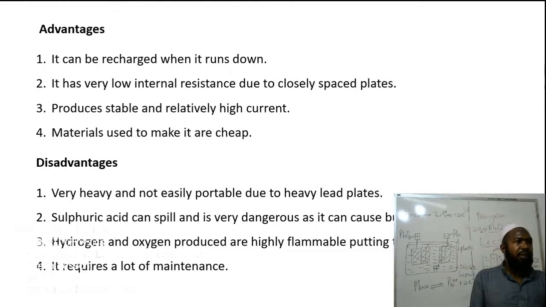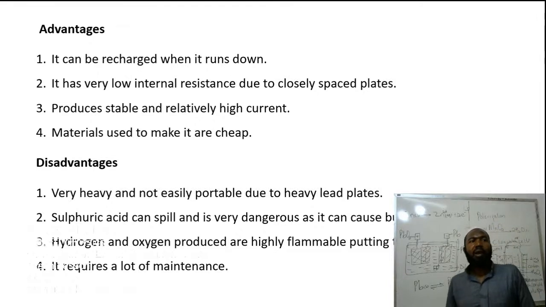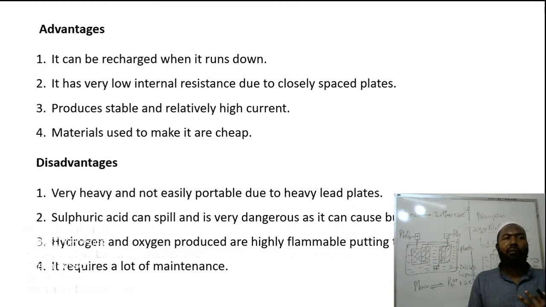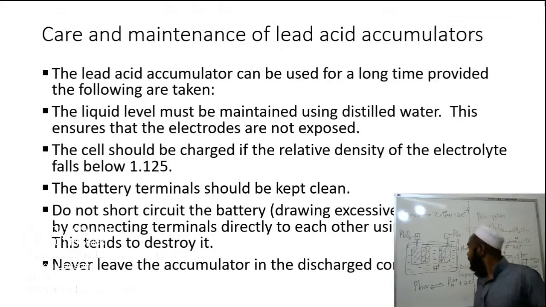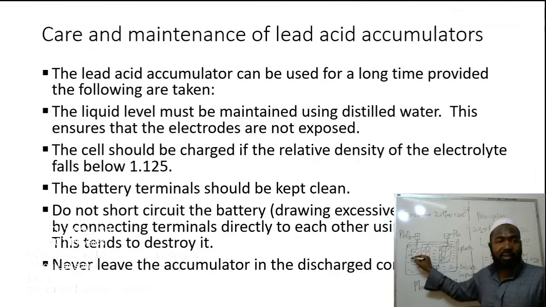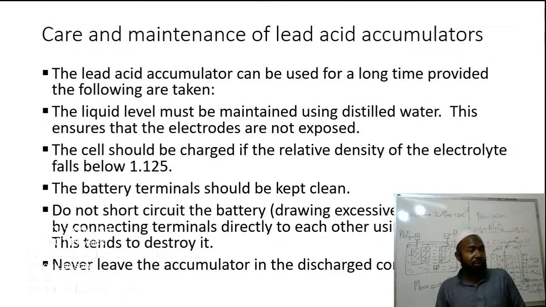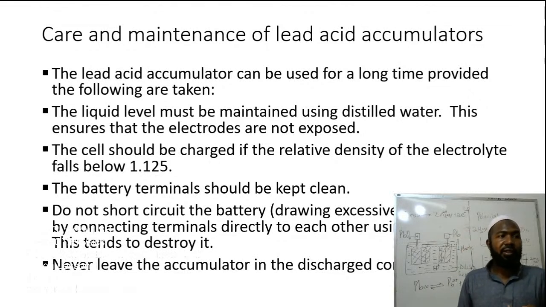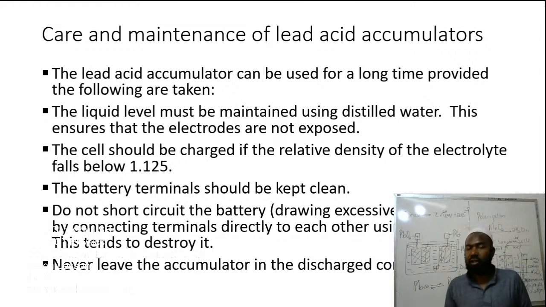The lead acid accumulator can be used for a long time provided the following precautions are put into action. 1. The liquid level must be maintained using distilled water to ensure that the electrodes are not exposed. Otherwise, once the electrodes are exposed, the working is going to be affected. 2. The cell should be charged if the relative density of the electrolyte goes down to 1.125.